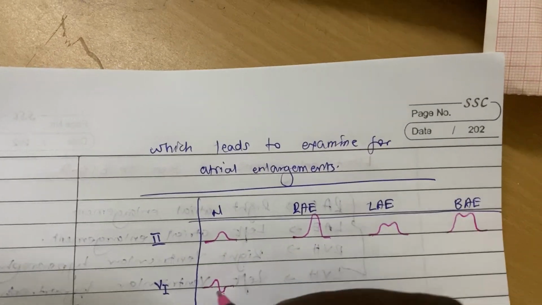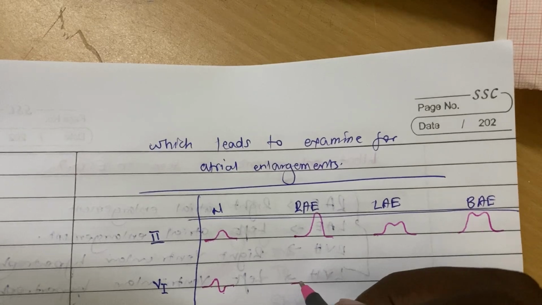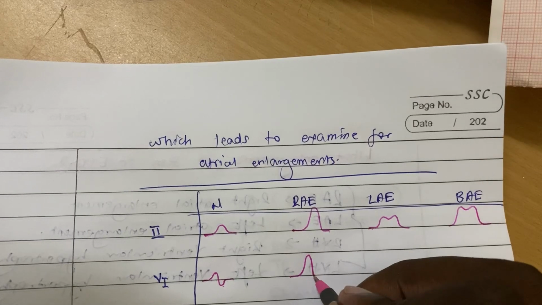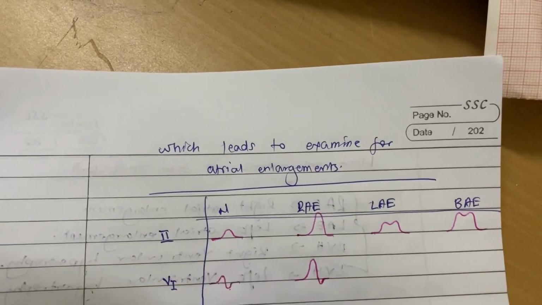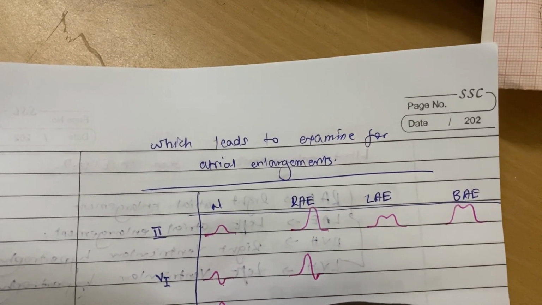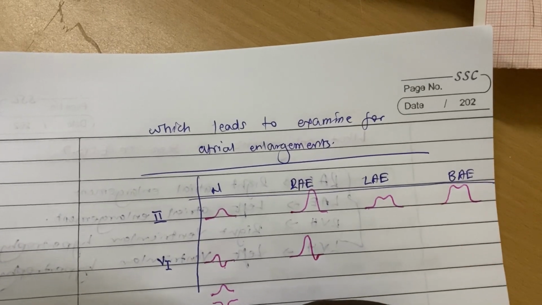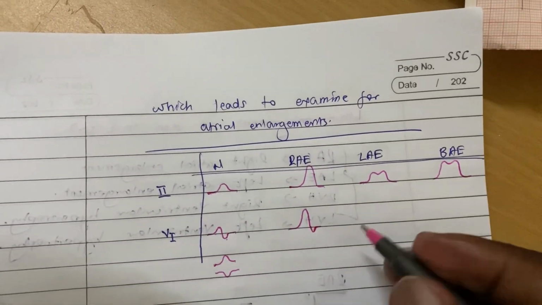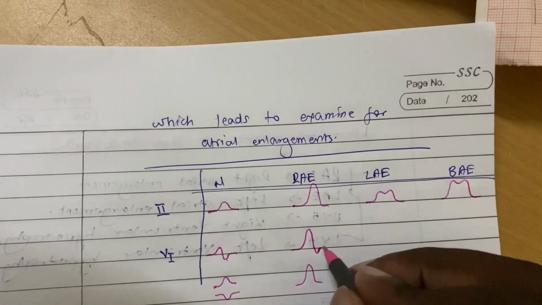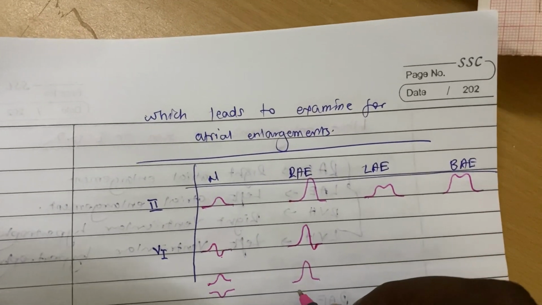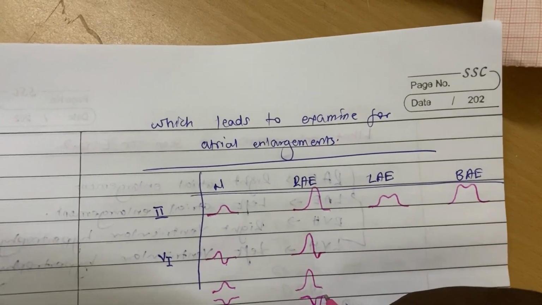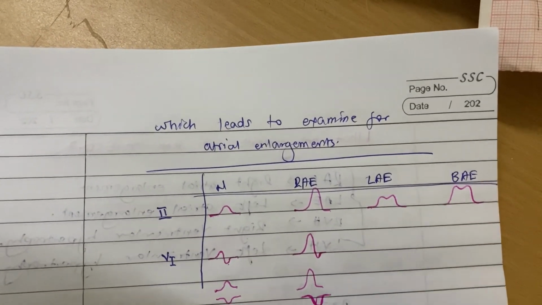These are the criteria. Then for V1, it can be monophasic, tall, or biphasic, like this. If it is monophasic, it can be like this or like this. But if it appears like this, probably most of the time it is left atrial enlargement. So if it is biphasic, like this. If it is monophasic, it will be like this, a wider component.